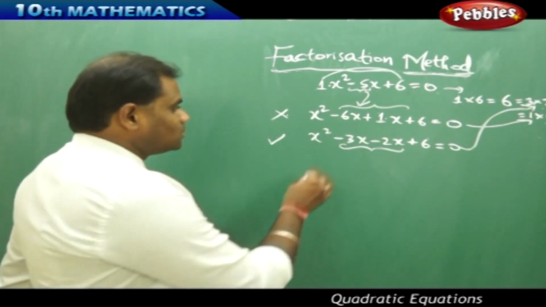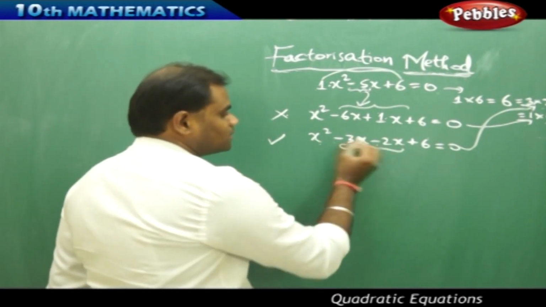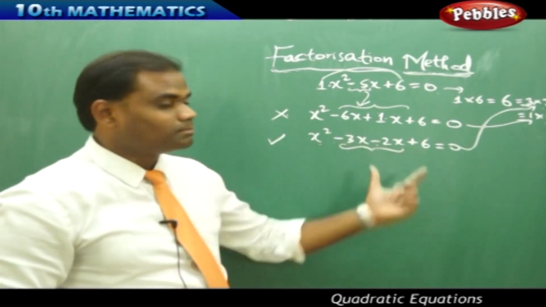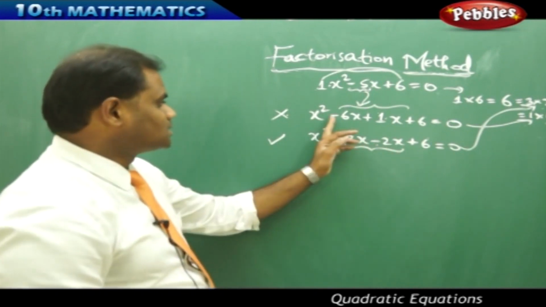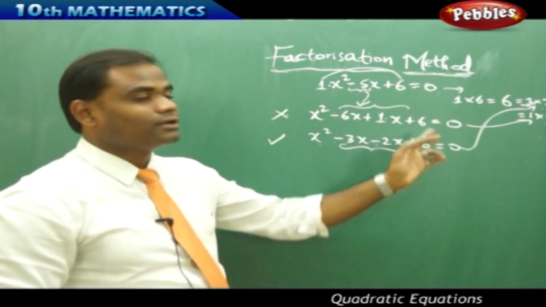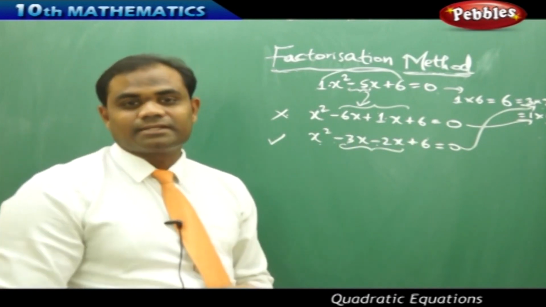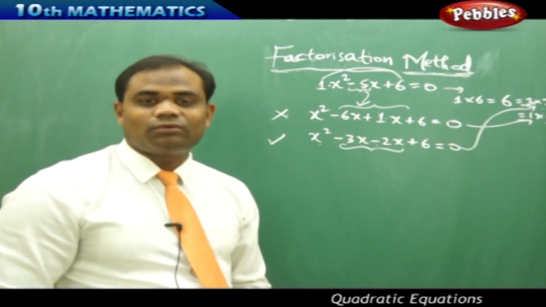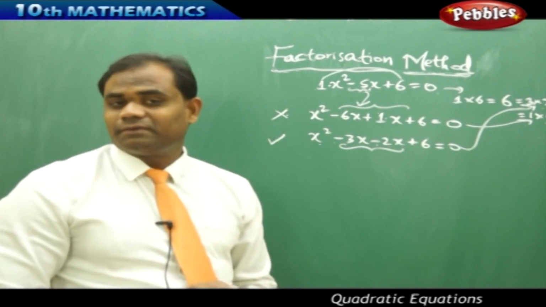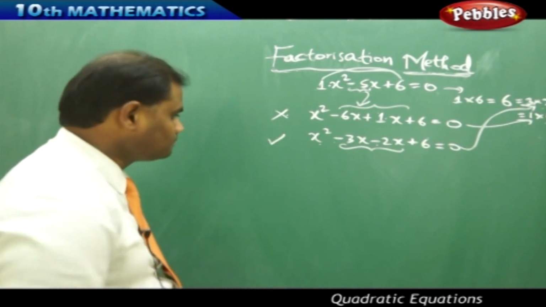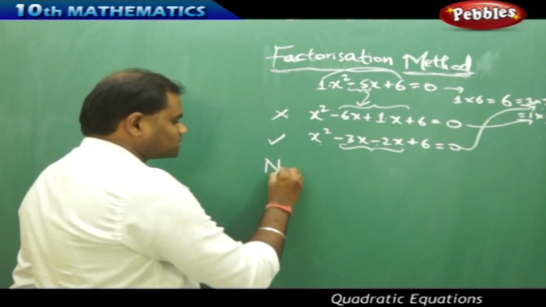Because this equation has 2 even minus signs and 2 even plus signs, but this has 1 odd minus sign and 3 odd plus signs. If we have even minus or plus signs, we can factorize. If we have odd minus or plus signs, we cannot factorize. So a very important note comes here.